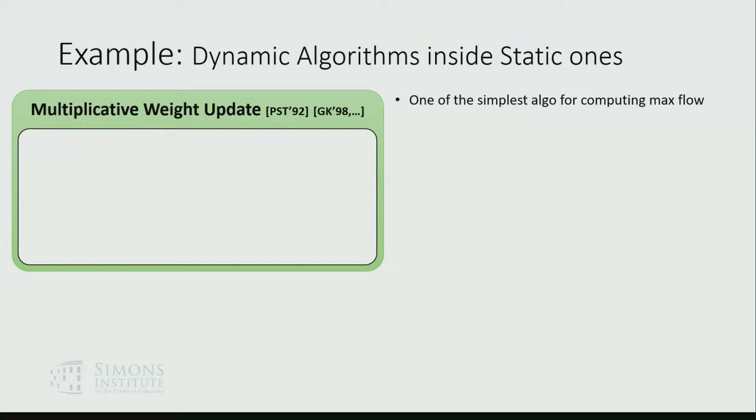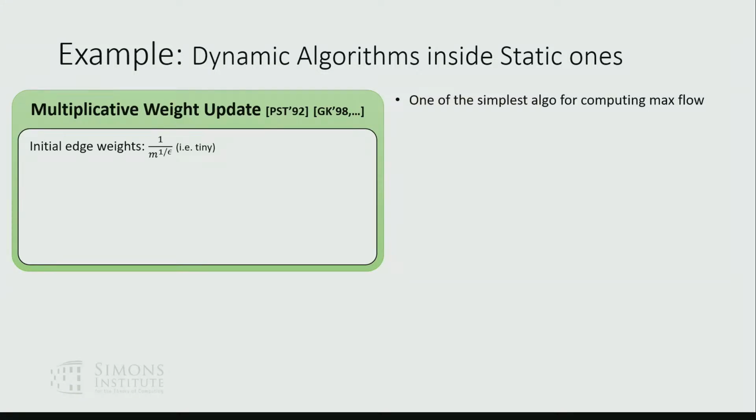So the example that I want to show is one of the simplest algorithms for computing max flow. If you haven't seen it, it's quite simple and cute. Many people have seen it, but let's see what this algorithm for computing max flow is. It is based on a well-known framework called multiplicative weight update. Okay, so what is this algorithm?